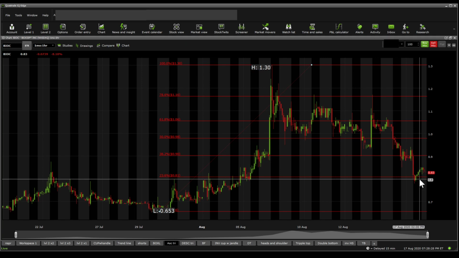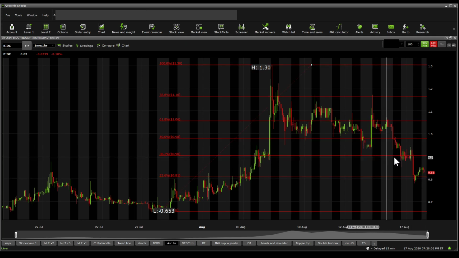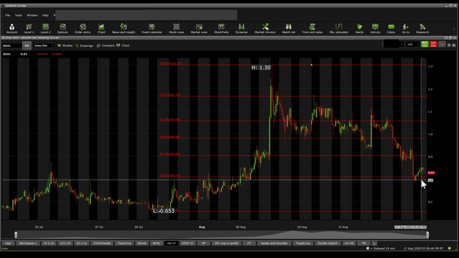For me, I wouldn't buy it right now. I would consider selling, and I would still wait for a couple of days or so in order to see how this one trades. It has fallen quite a bit, almost 10% at some point, so I would want to wait and see what happens on this one.